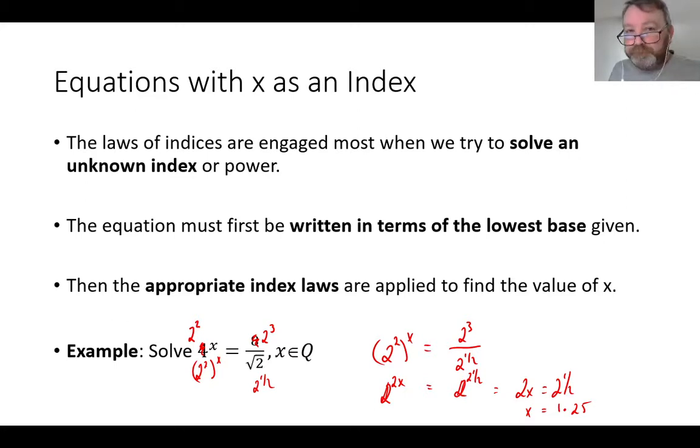Rule 1. Find the lowest base. Write every other term in that lowest base. Rule number 2. When you have every term written to the same base, which is normally the lowest base, apply the appropriate index laws on the left-hand side and the right-hand side. Get both sides, if you can, down to one base. And then if the bases match left and right, you cancel them and you simply work with the indices.